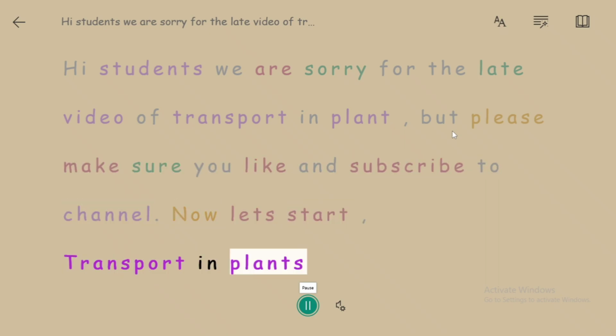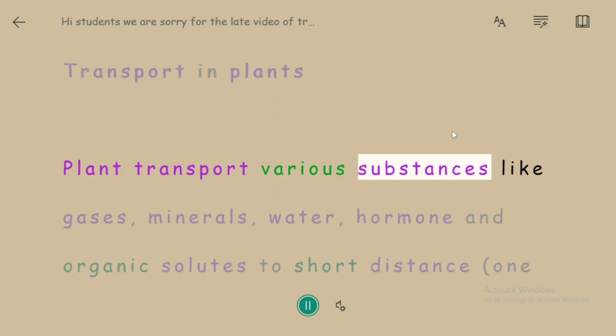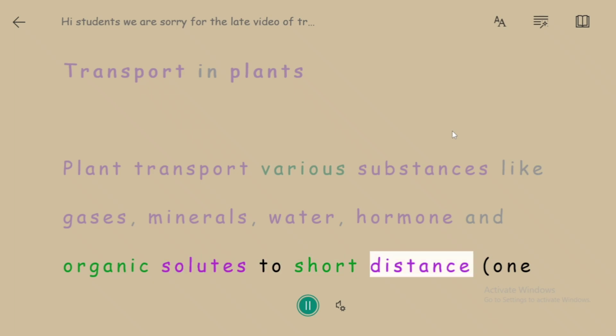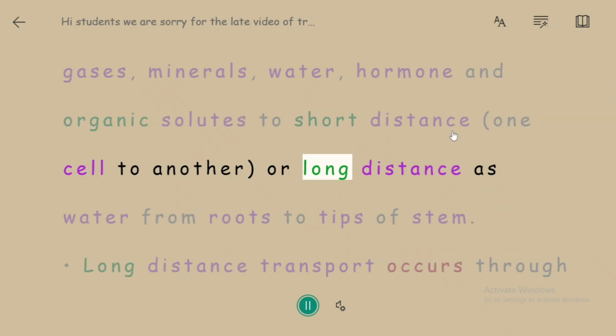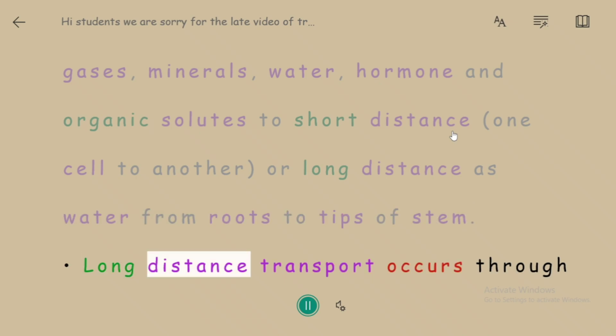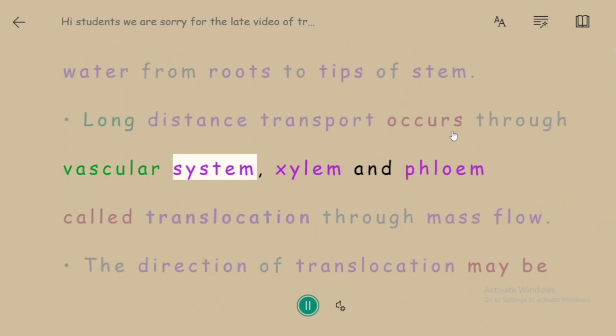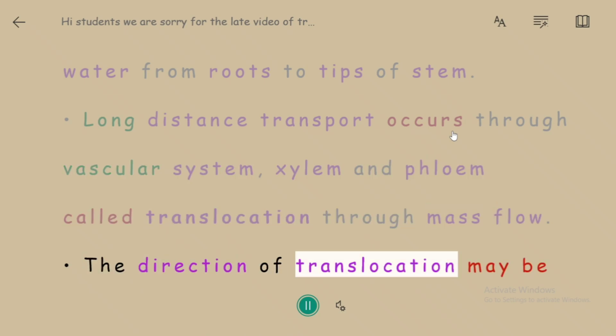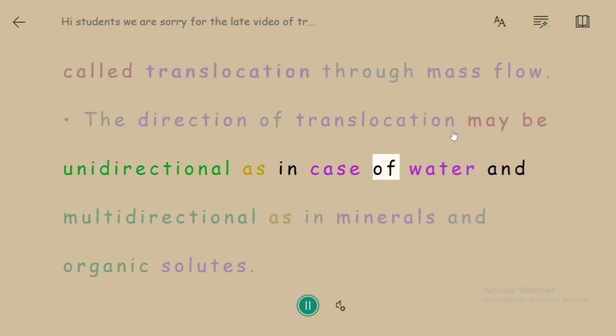Transport in plants. Plants transport various substances like gases, minerals, water, hormones and organic solutes over short distances, from one cell to another, or long distances, as water from roots to tips of stem. Long-distance transport occurs through the vascular system, xylem and phloem, called translocation, through mass flow. The direction of translocation may be unidirectional, as in the case of water, and multidirectional, as in minerals and organic solutes.